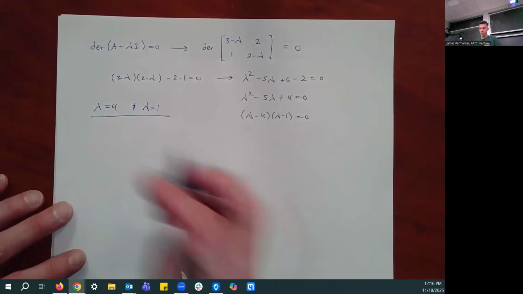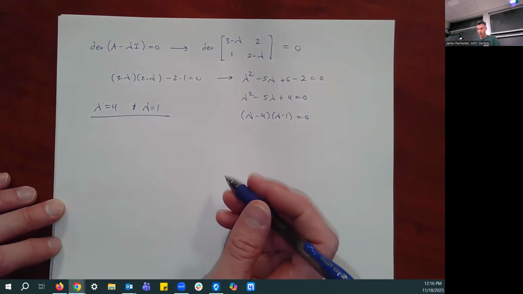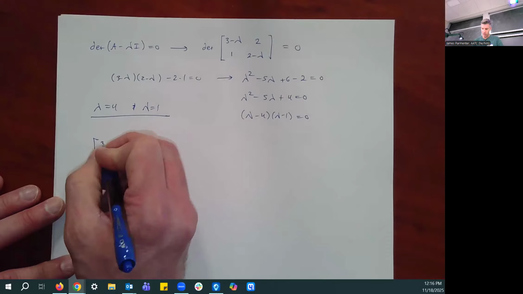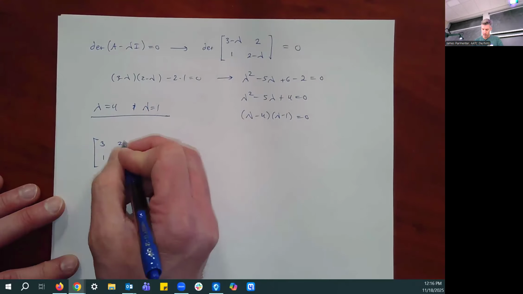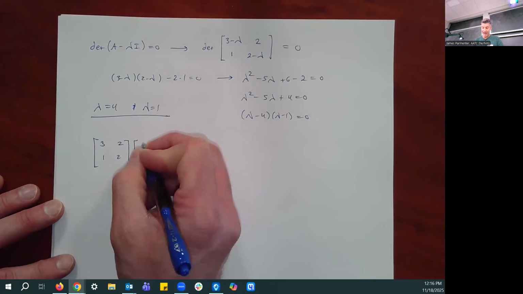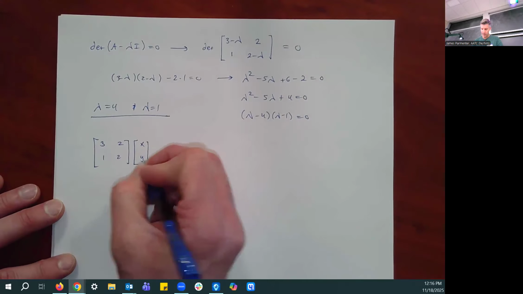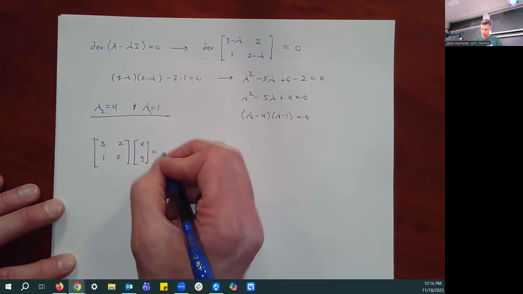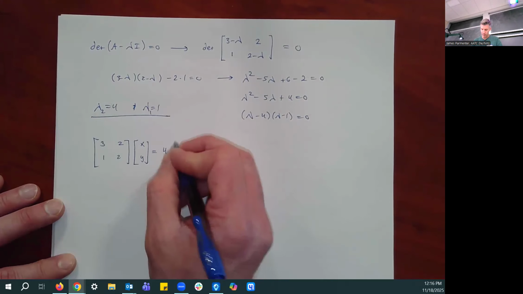But let's continue on. We're going to find the eigenvectors. I personally like to do it this way, where I take my matrix [3, 2; 1, 2] and multiply it by the eigenvector that I'm looking for, and I say it's equal to, let's do this one first, 4 times (x, y).